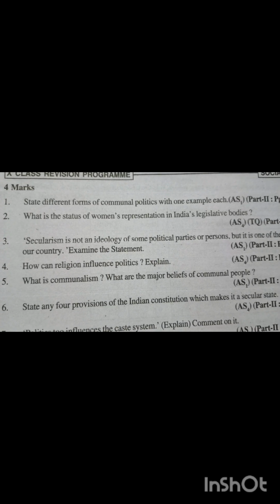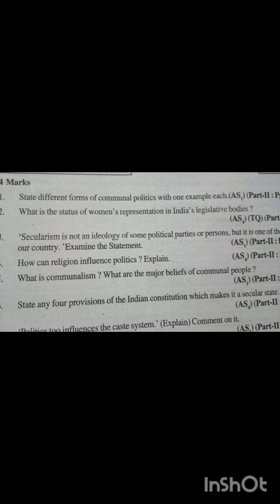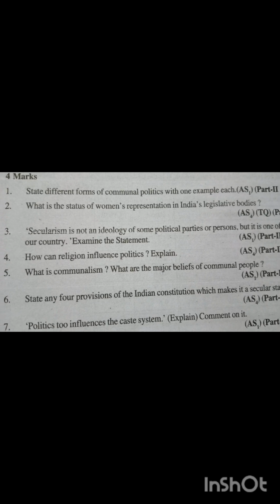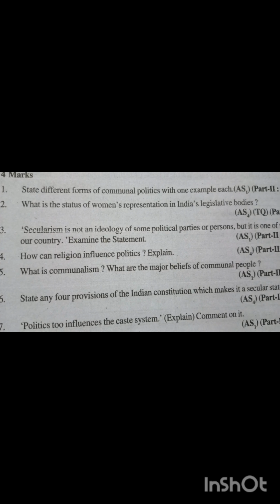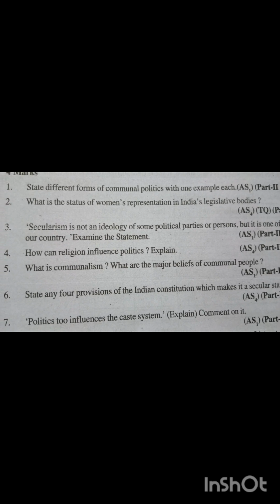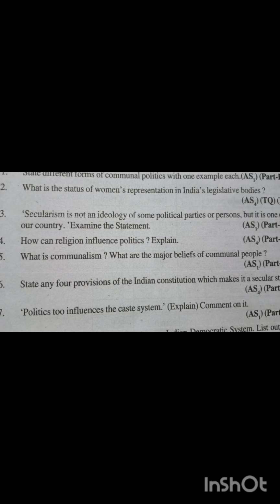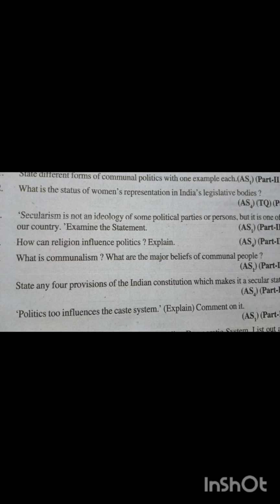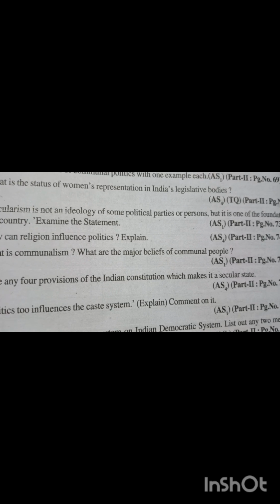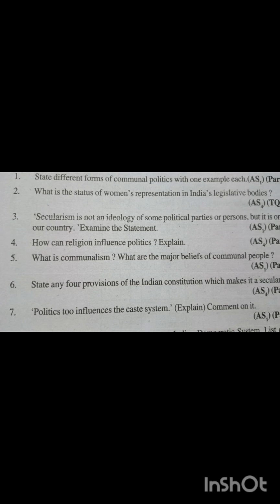Now, four more questions. First one, state different forms of communal politics with one example each. Second one, what is the status of women's representation in India's legislative bodies? Third one, secularism is not an ideology of some political parties or persons, but it is one of the foundations of our country. Examine the statement.